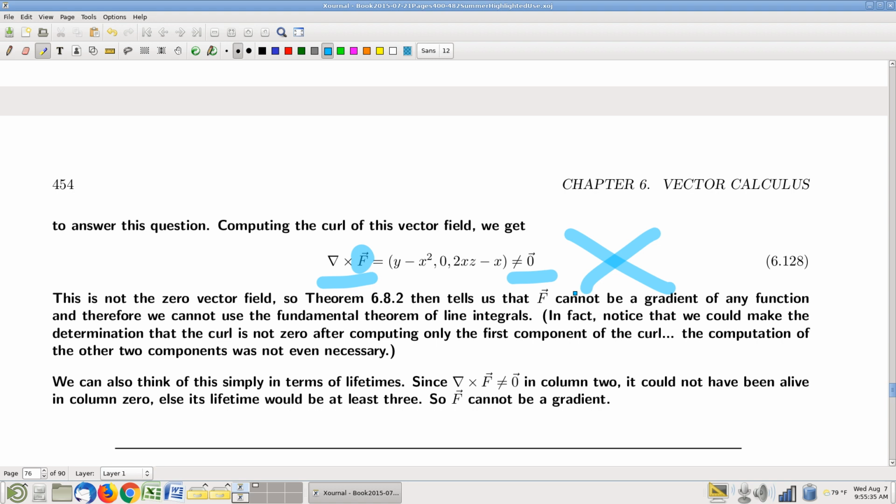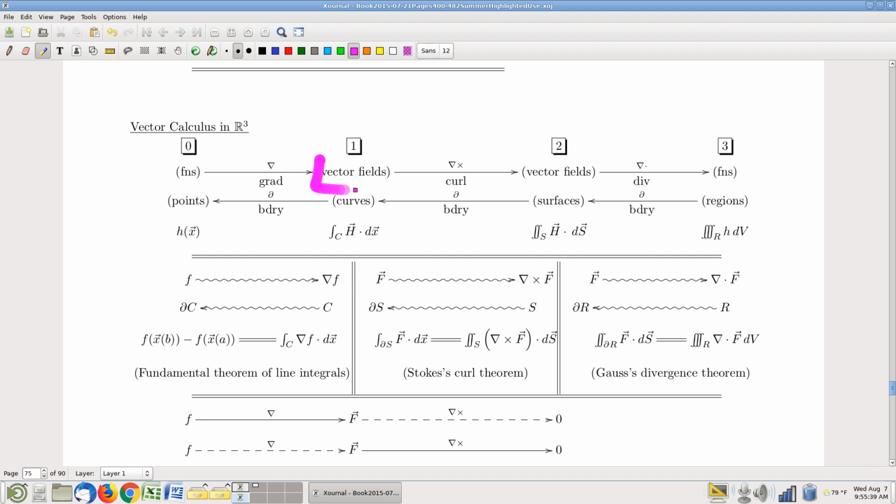The curl isn't zero. So going back to our diagrams, we had a vector field here. We took the curl. It's not zero. So let me diagram this a different way. Our vector field that we're interested in, it was alive there, and it's alive here. It can't also be alive there. That would give it a lifetime of at least 3, and that's not possible.